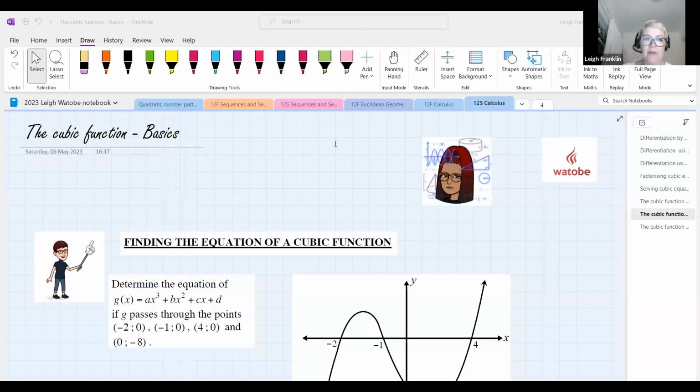We are approaching the end of our course on calculus. This evening, we're going to be speaking about determining the equation of the cubic function. And it's a question that often gets asked in the exams.